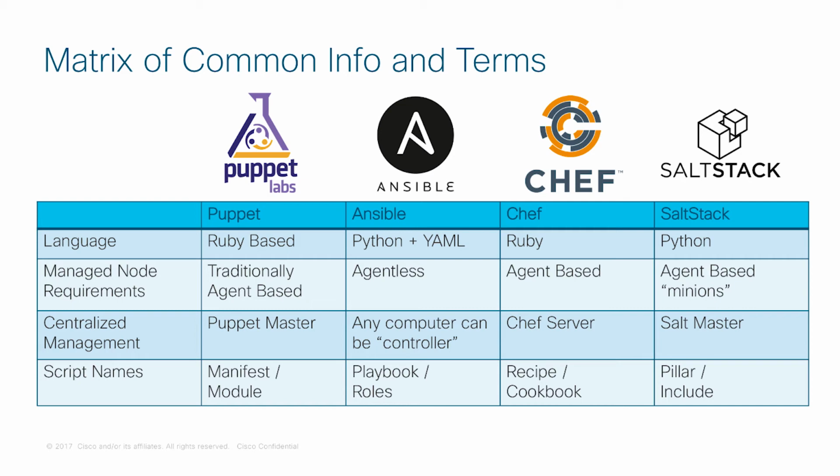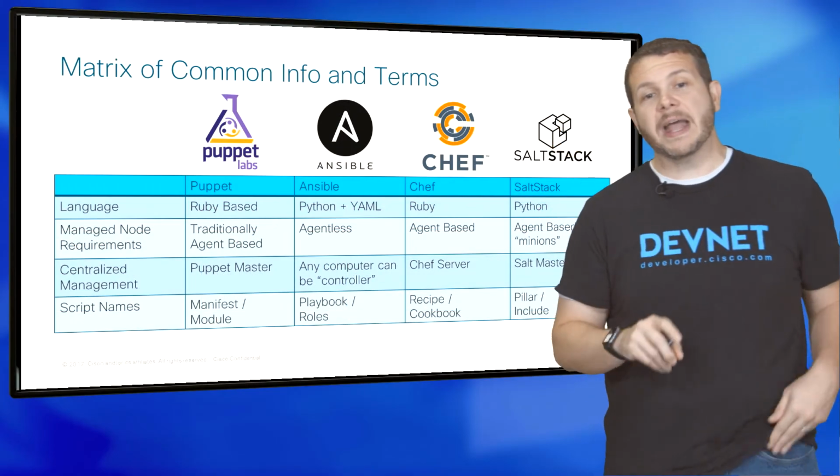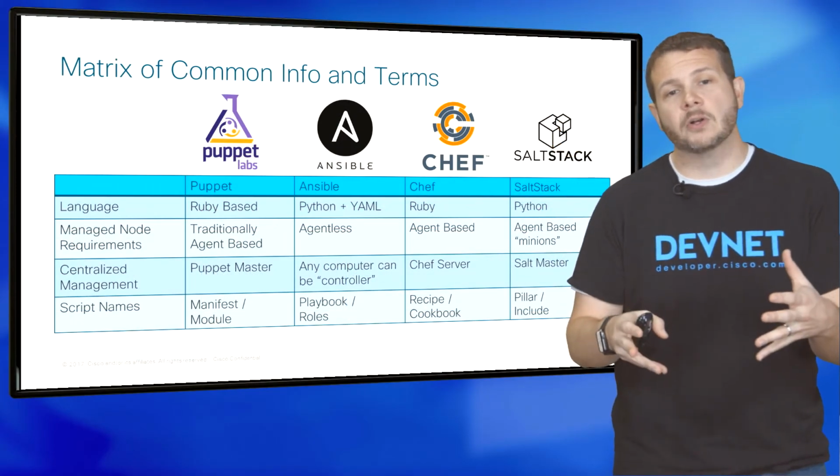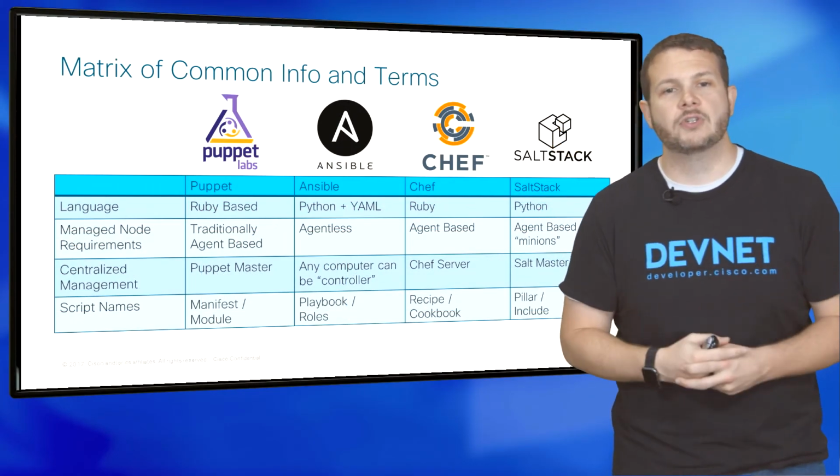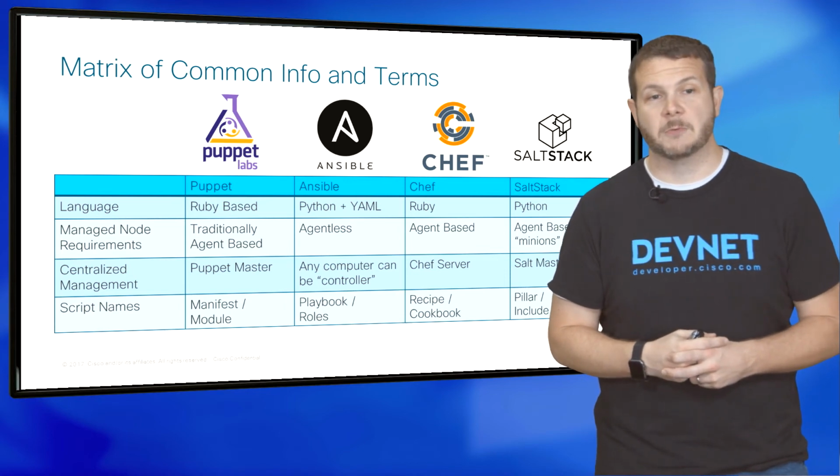From a centralized management, you'll hear terms like Puppet Master referred to Puppet, which is that centralized control point. The Chef server or the Salt Master provide those capabilities for those tools. Now with Ansible, any computer can be the controller, though with some of the enterprise solutions, you can run into some centralized capabilities as well.